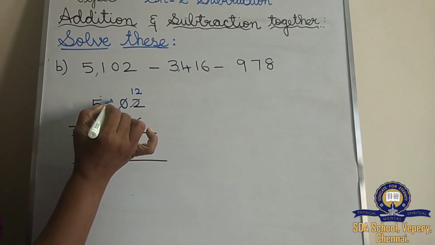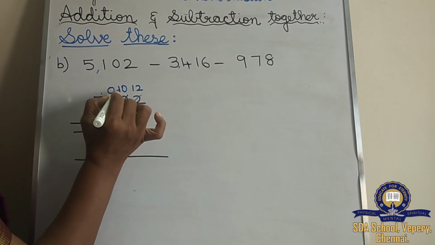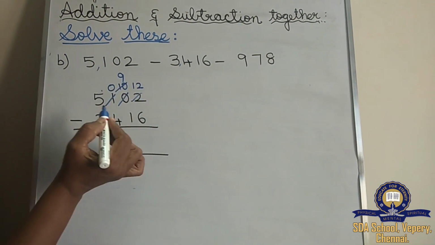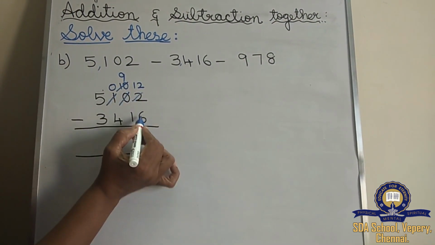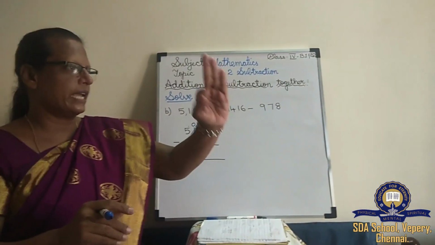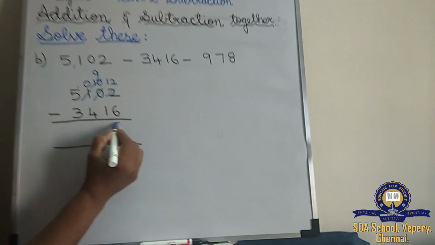No. So what you have to do? From this, it will become 0. This will become 10. From this 10 only you have to borrow. So this will become 9. This will become 9. So after 6 you count up to 12, children. After 6, 7, 8, 9, 10, 11, 12. So what's the answer? 6.